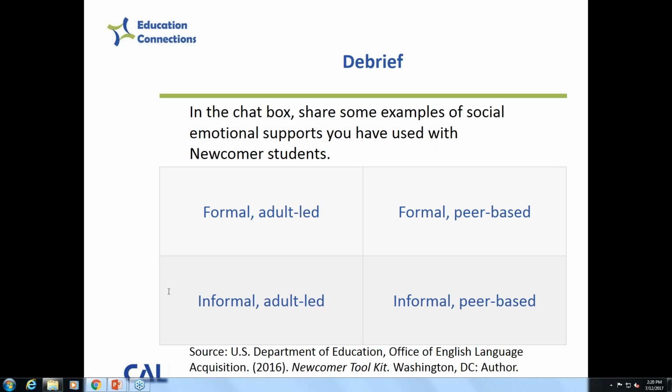It looks like one school has an intervention specialist. It's awesome. Somebody offers an after-school study group with free transportation and a snack provided. It's informal and adult-led. Another school system instituted an advisory system last year. There was new student orientation for ESL students at a university.